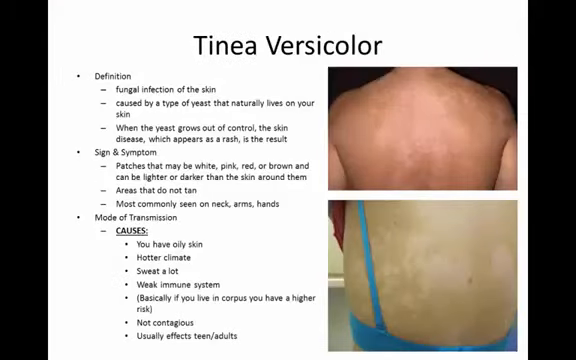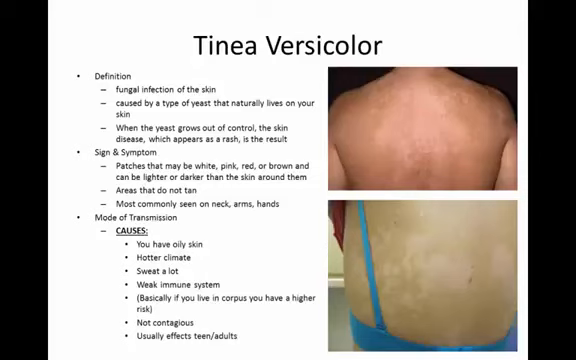Tinea versicolor is a fungal infection of the skin. It is caused by the type of yeast that naturally lives on your skin. When the yeast grows out of control, the skin disease, which appears as a rash, is the result. Signs and symptoms include patches that may be white, pink, red, or brown and can be lighter or darker than the skin around them.